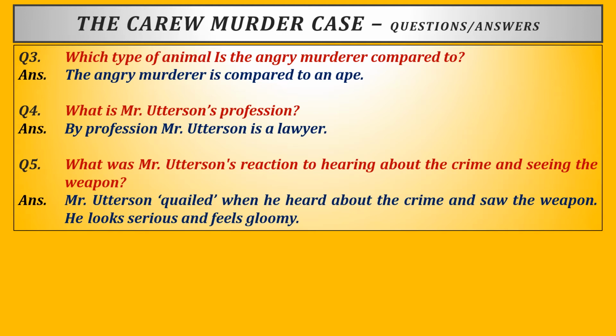Question 5. What was Mr. Utterson's reaction to hearing about the crime and seeing the weapon? Mr. Utterson quailed when he heard about the crime and saw the weapon. He looks serious and feels gloomy.